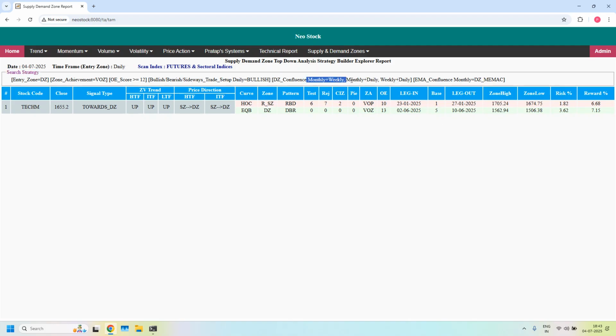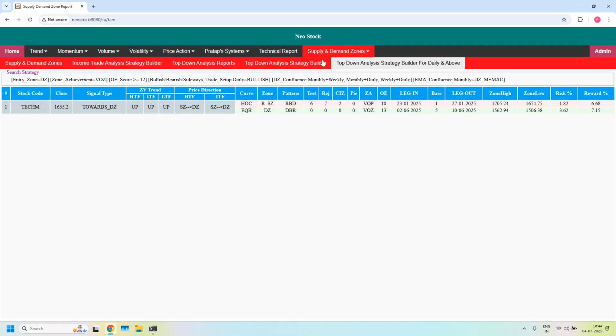See here monthly, weekly, monthly, daily, weekly, daily, all 3 are overlapped with each other. And EMA confluence also we verified based on the monthly demand zone having monthly EMA confluence. MEMAC means monthly EMA confluence. Okay, this is a bullish trade setup for monthly income trade. Next we will look into bearish trade setup for monthly income trade.